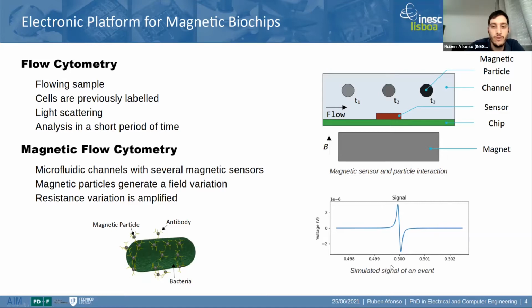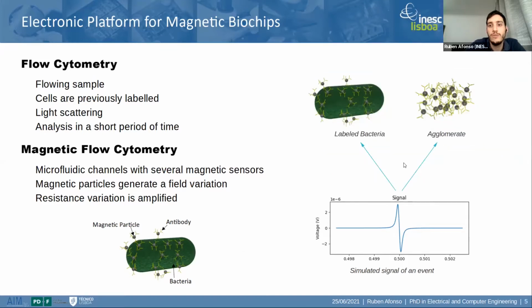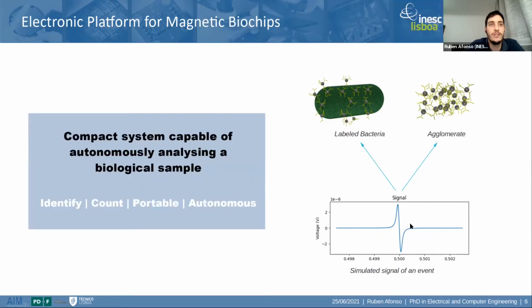This technique can be used to detect several targets, but in our application, we want to detect bacteria. However, one of the biggest problems with this kind of system is to distinguish between labeled cells or labeled bacteria and agglomerates, since both can have pulses with similar shape, duration, and amplitude. So our goal is to create a compact system capable of autonomously analyzing a biological sample. The system must identify several types of particles, count only labeled entities, and of course should be portable.